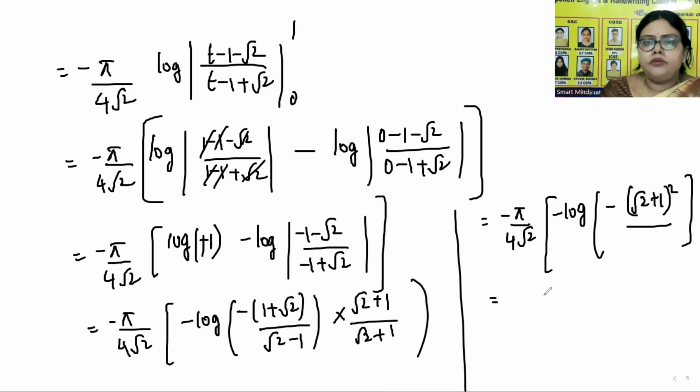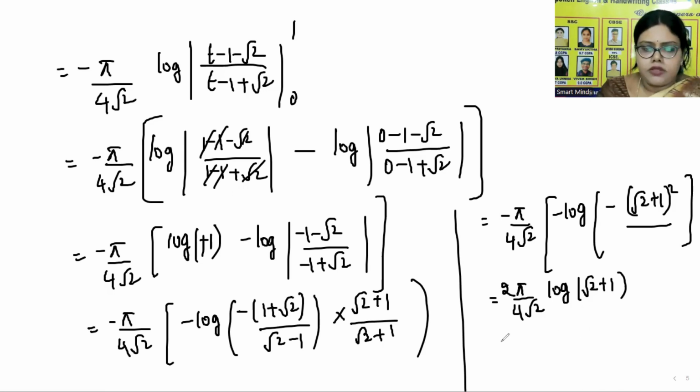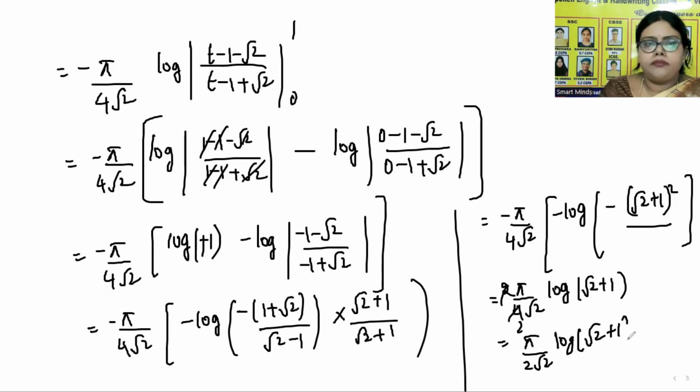So that is equal to, if you take this, you will get minus. So you will get pi by 4 root 2 into minus will become plus. So you'll get pi by 4 root 2 into log, 2 will come outside. You will get root 2 plus 1. So that is equal to 2 ones are 2, twos are pi by 2 root 2 into log root 2 plus 1.